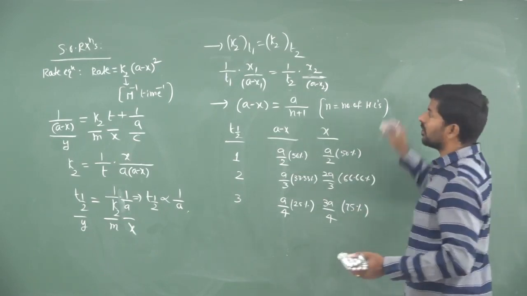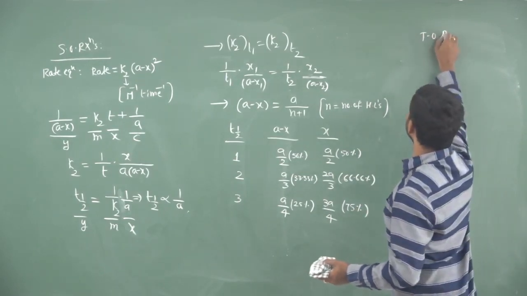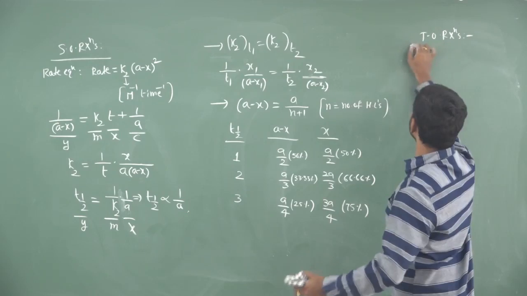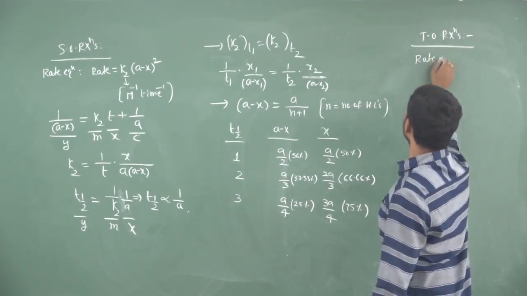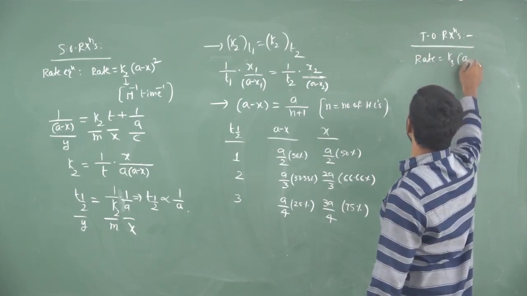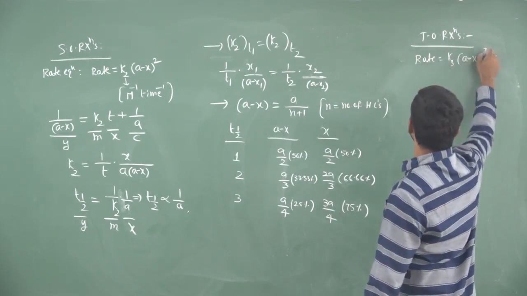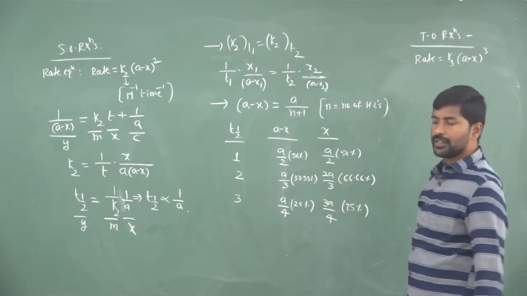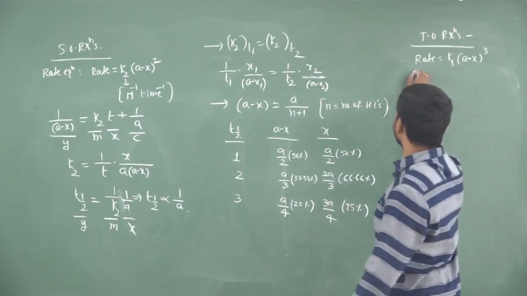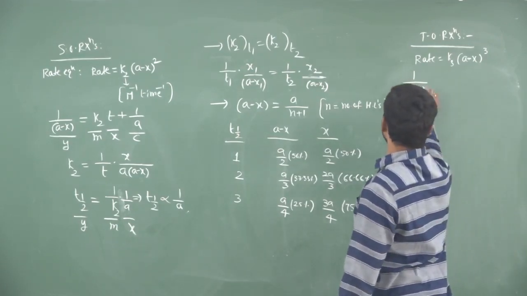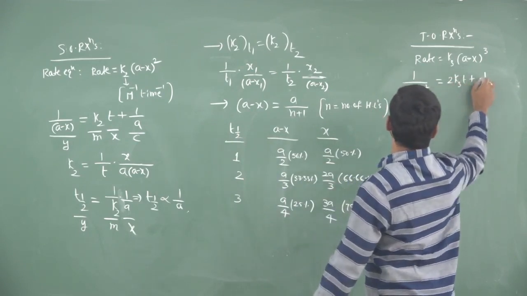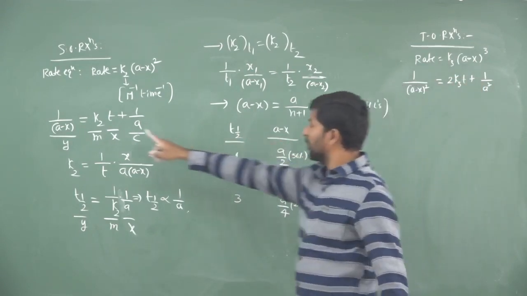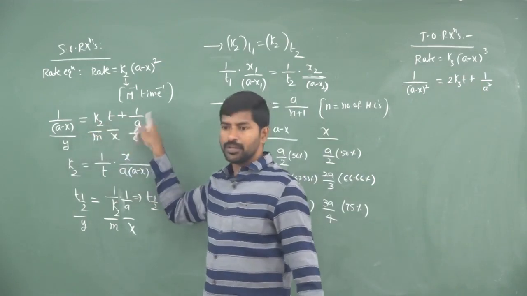And lastly, third order reactions. What is the differential form? Rate is equal to K3 into (a minus x) whole power 3. That is the differential form. If you do integration, we get 1 by (a minus x) whole square is equal to 2 K3 t plus 1 by a square.